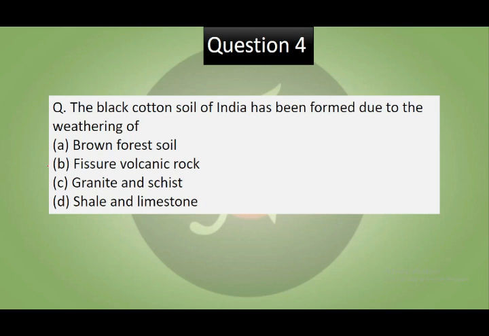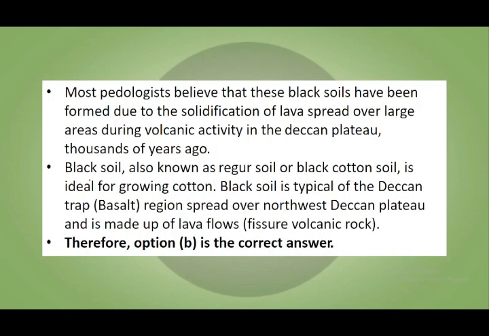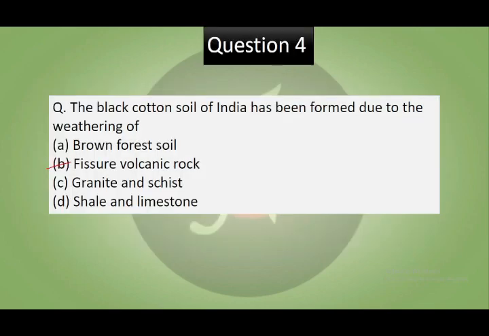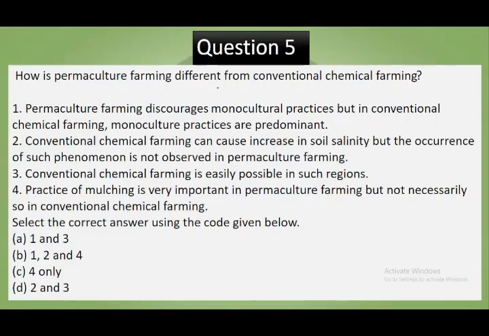So basically the correct answer is B. Why is it? Because black soil, also known as regur soil or black cotton soil, is ideal for growing cotton. Black soil is typical of the Deccan Trap region spread over the northwestern Deccan Plateau, and is made up of lava flows. They were formed during the volcanic activity in the Deccan Plateau. Therefore, statement B was correct. Fissure volcanic rock. Statement 5. Question 5.